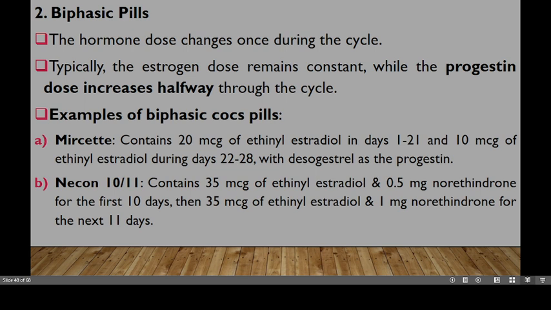That takes us to the second type of COC, and those are biphasic. Biphasic means that the hormone dose changes once during the cycle. So typically, the estrogen dose remains constant while the progesterone dose increases halfway, right? Halfway. Examples, you have the Mircette and the Necon.